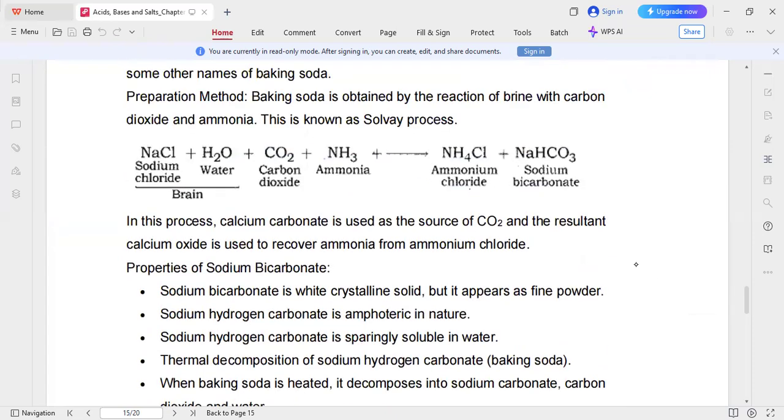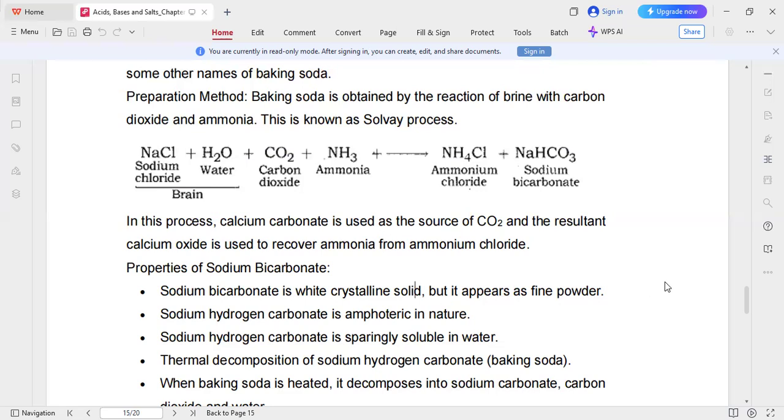Now you can see what are the properties of baking soda. In this process, calcium carbonate is used as a source of CO2. Water, calcium carbonate, and resultant calcium oxide is used to recover the ammonia from ammonium chloride. At this point, you should note, children.